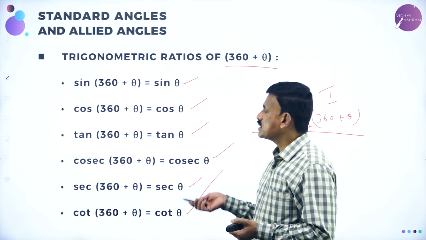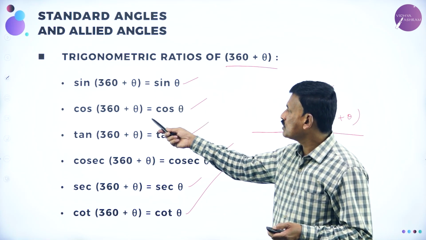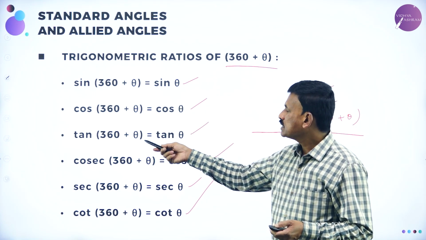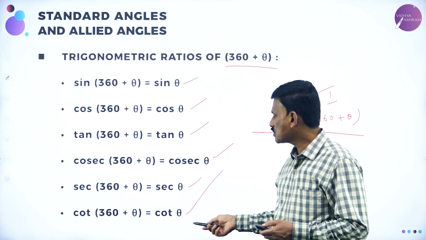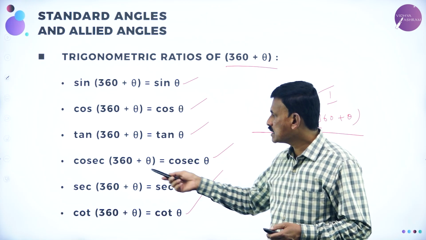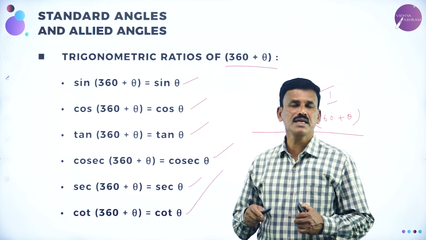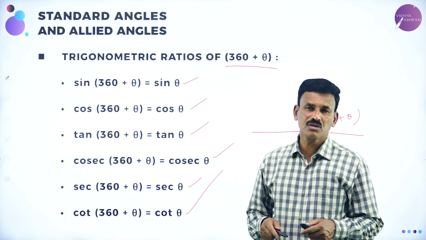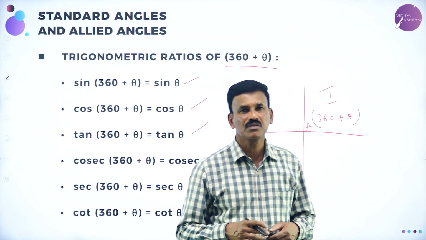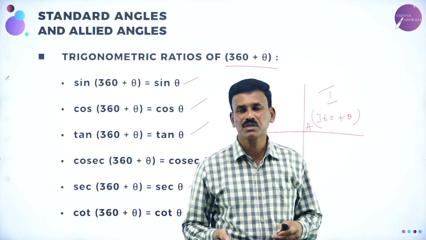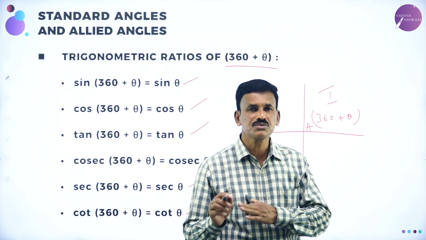That is, sin will remain sin, cos will remain cos. So sin 360 plus theta is sin theta, cos 360 plus theta is cos theta, tan 360 plus theta is tan theta, cot 360 plus theta is cot theta, secant 360 plus theta is secant theta, and cosecant 360 plus theta is cosecant theta. This is how we write the trigonometrical ratios of 90 plus or minus theta, 180 plus or minus theta, 270 plus or minus theta, and 360 plus or minus theta. These are called allied angles to theta.